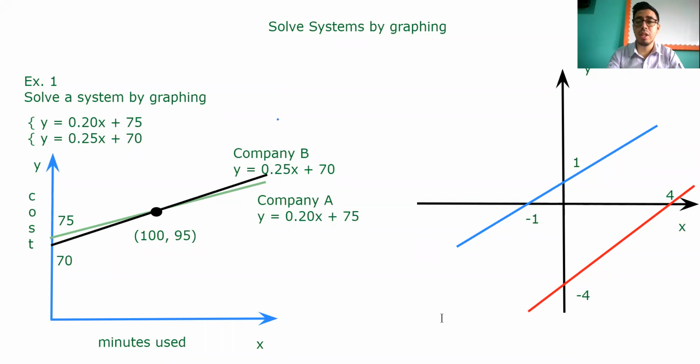Okay, so what is the system for these equations? I'm going to write both equations in here. The first one is y equals x minus 4.